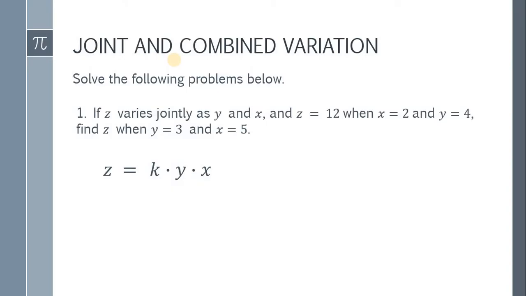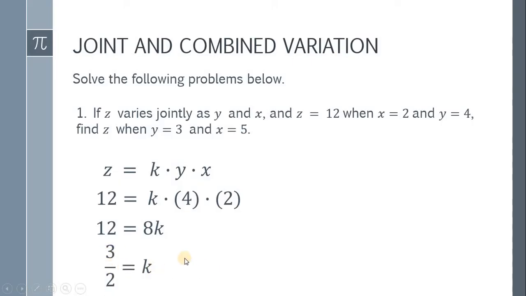So first, hanapin muna natin yung constant of variation. So paano natin gagawin yun? Doon tayo sa pangalawang sentence. Z is equal to 12 when x equal to 2 and y is equal to 4. So yung z, papalitan natin ng 12, yung x papalitan natin ng 2, at yung y papalitan natin ng 4. Therefore, we have 12 is equal to k times 4 times 2. Simplify natin, we have 12 is equal to 8k. Now, divide both sides by 8. We have 12 over 8. Now, lowest term natin or simplify, we get 3 over 2 is equal to k.